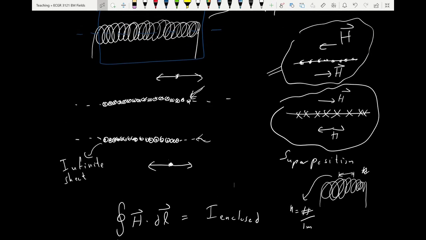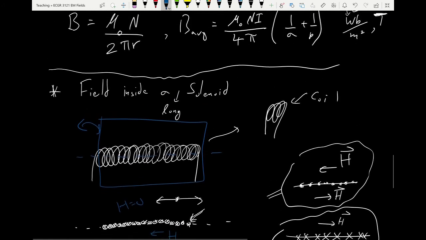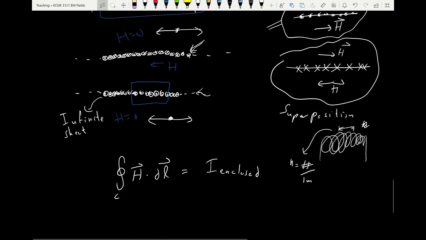We discovered that there is a field inside the solenoid that's in this direction. So let me pick the Amperian contour to be something like this. And then the field here we said is 0, and the field here inside the solenoid is pointing in that direction, and the field here is 0. We've established that for the solenoid.